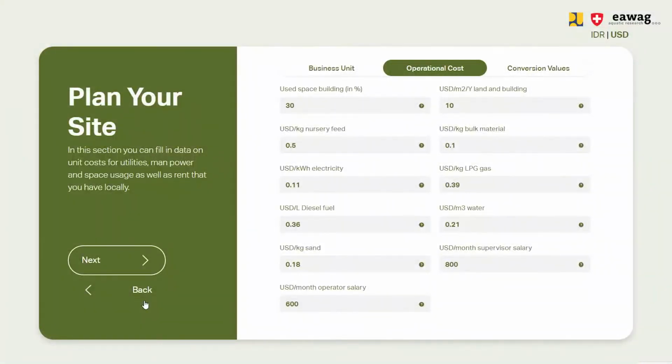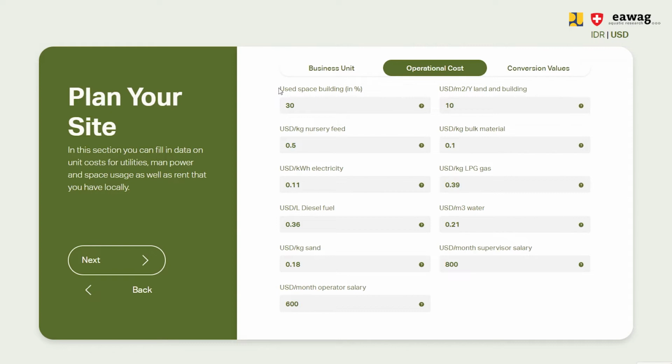We move on to the next page. Here, we look at the operational cost. These include all the costs which will be recurring at your site. You see that there are quite many options available for cost inputs here.